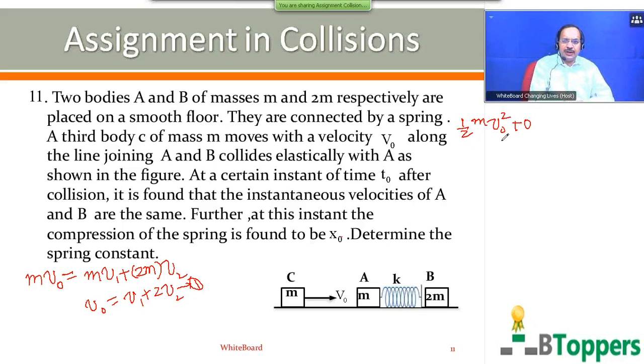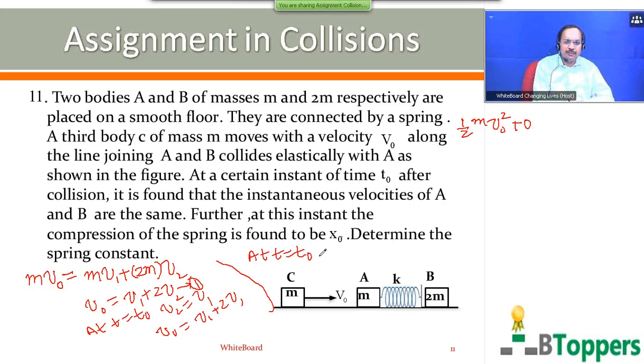So at the instant t equal to t0, V1 and V2 become equal. So you can substitute V2 equal to V1 on the left side. So you get V0 equal to V1 plus 2V1. So you can simplify that. That means at t equal to t0, V2 equal to V1 equal to V0 by 3.